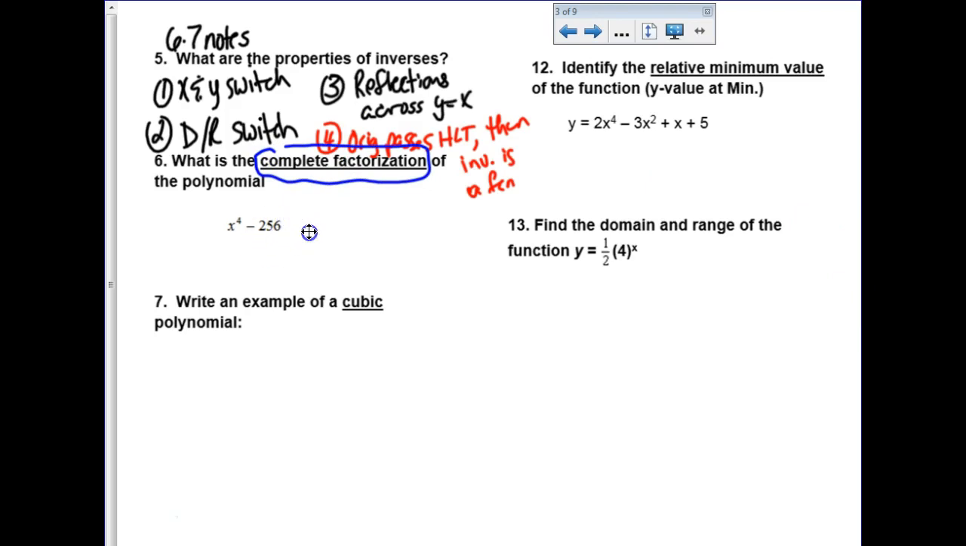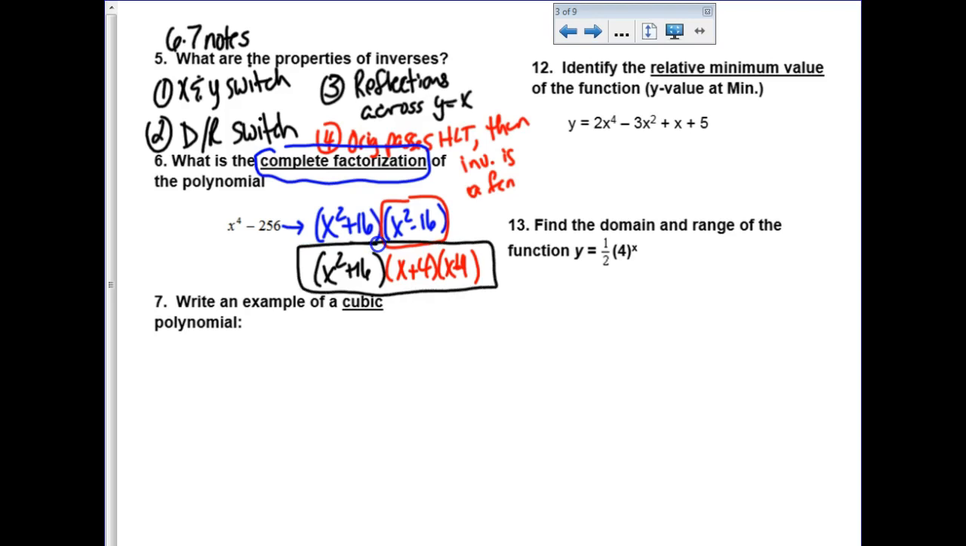Alright, this part here says the complete factorization of this polynomial. So a lot of kids recognize this to be the difference of squares pattern, so they factor that into x squared plus 16 and x squared minus 16. But that is not the end of the problem, because you can still factor this component a little more. This is another difference of squares, which factors into x plus 4 times x minus 4. Oops, that's a 4. And then the x squared plus 16 does not factor further, but it is a component to the answer. So the complete factorization would be these 3 binomials right there.